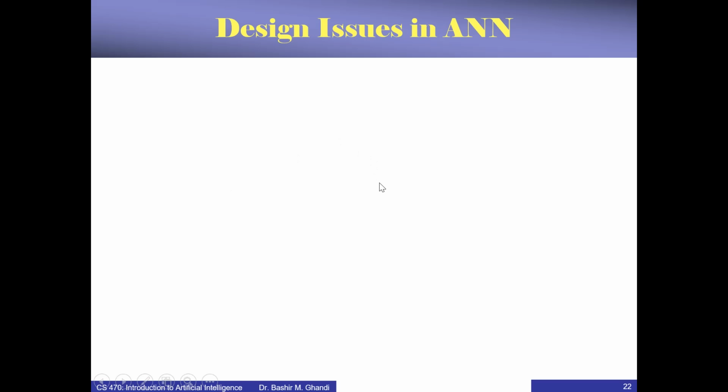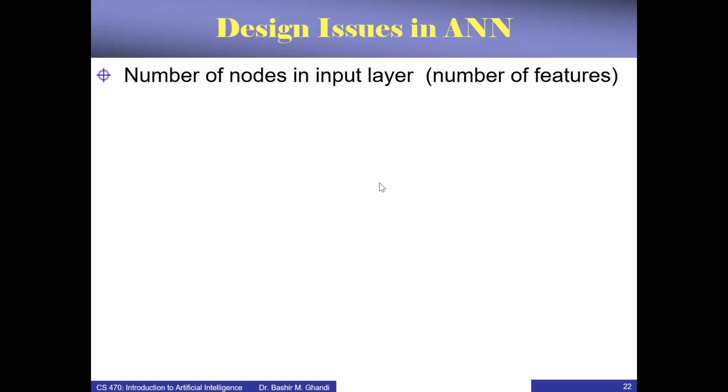Now, in terms of designing a neural network, there are certain issues that we should be clear about. The first is the number of nodes in the input layer. How many nodes should we have in the input layer? Now, this answer is very clear. It simply depends on the number of features or attributes that you have in your input. Okay, so this is very clear. Each feature will be represented by a single node.